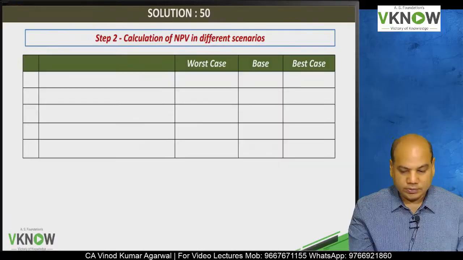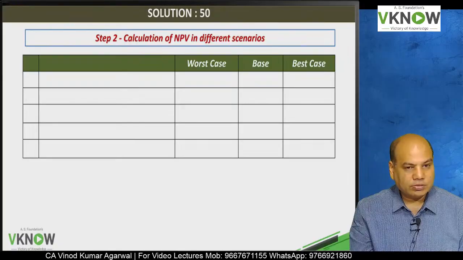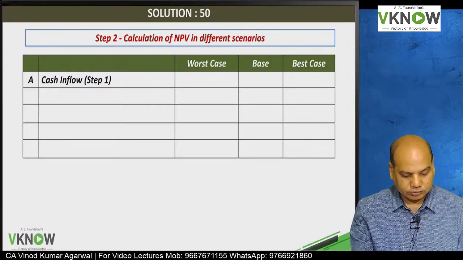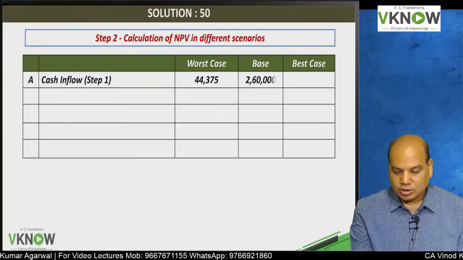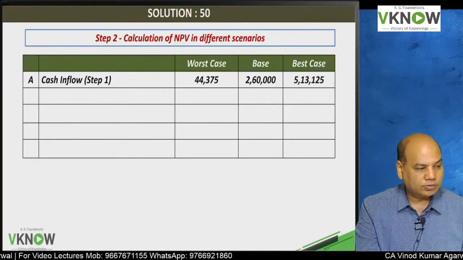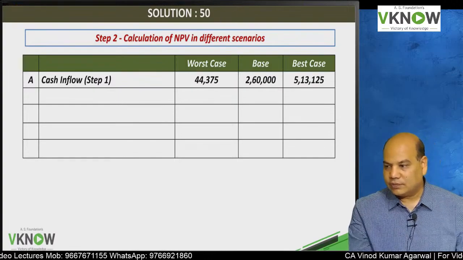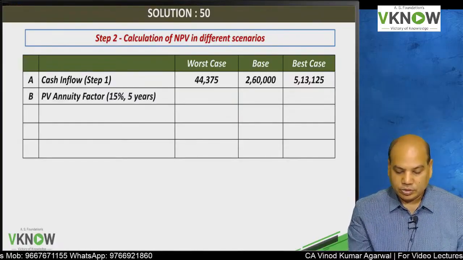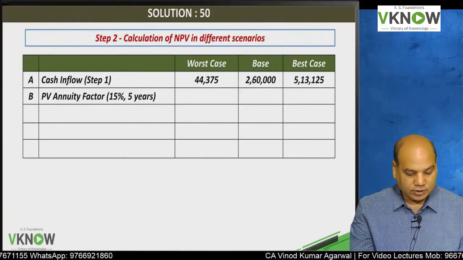Now write down the next line: calculation of NPV in different scenarios. Under that, three columns: worst case, base case, best case. Cash inflow, go to step 1: 44,375, 2,60,000, 5,13,125. Then PV annuity factor, 15%, 5 years.